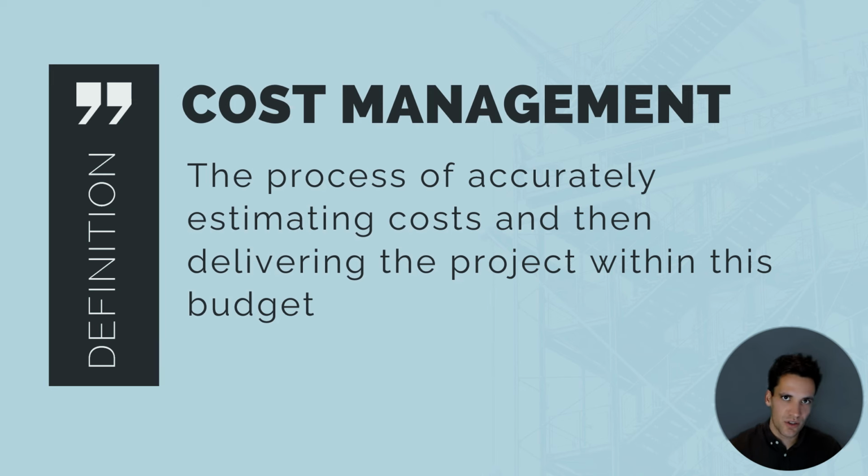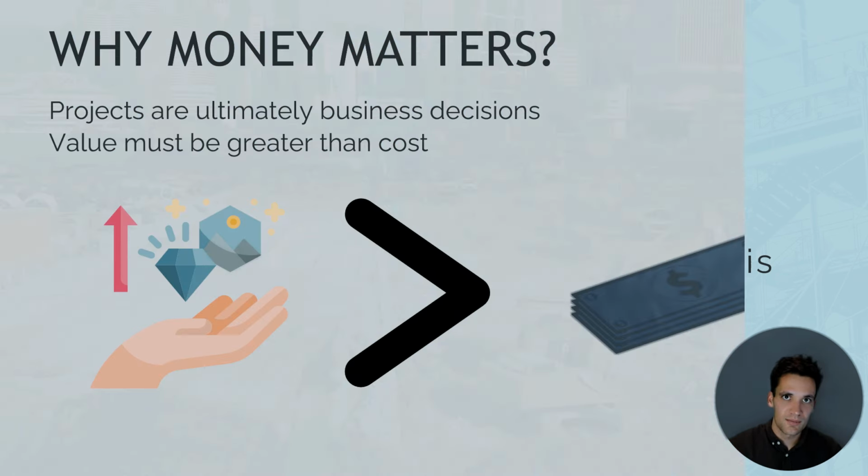So there's two sides to cost management. Number one is working out how much something is going to cost, and then when you decide to do it, delivering that package of works, delivering that project for less than the budget you established, so less than the estimate you created. I probably don't need to spend much time explaining why money matters to projects. But at the end of the day, the only reason somebody would decide to do a project is because the value that's delivered by the project is greater than the cost.